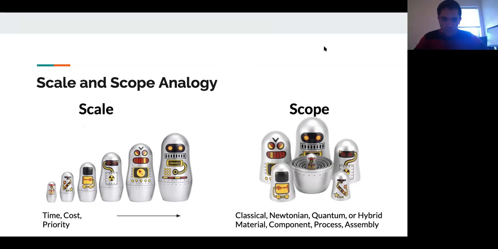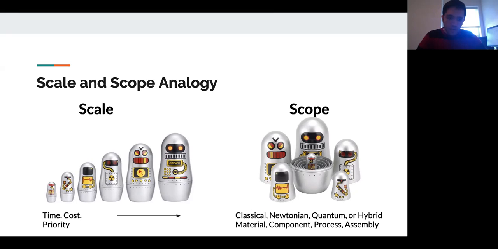Scale is the growing or lessening of a project's time, its cost, its priority, and its evolution. For scope, you can look at it as a classical, Newtonian, quantum, or hyper problem, where it involves a step or an understanding between the levels. You can also think of it on a broader scope in an ME analogy between materials, components, processes, or assemblies. We introduced the Matryoshka dolls to show that the nesting of scale and scope are intertwined, and because of that, they allow us to develop competent planning of objectives, tasks, and dependencies.